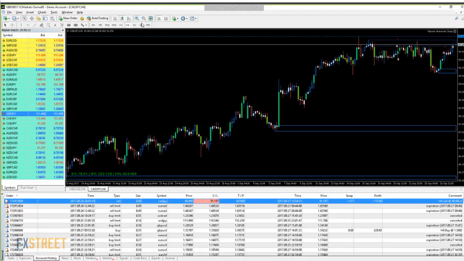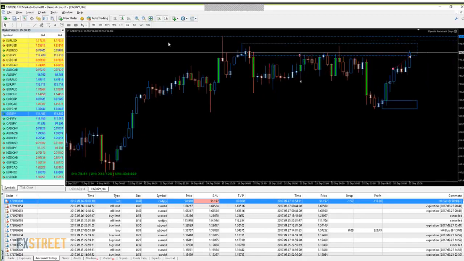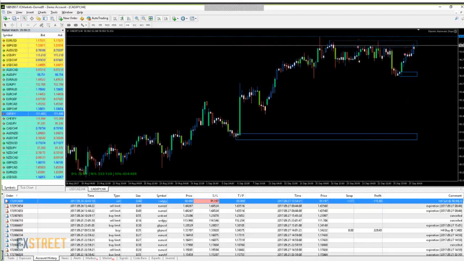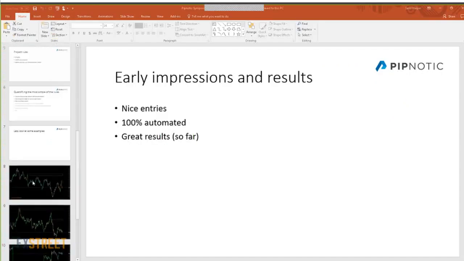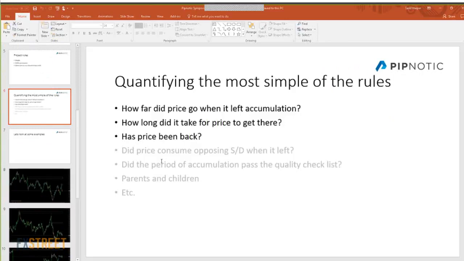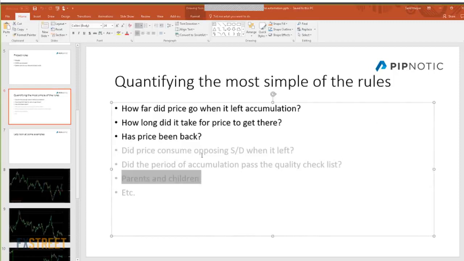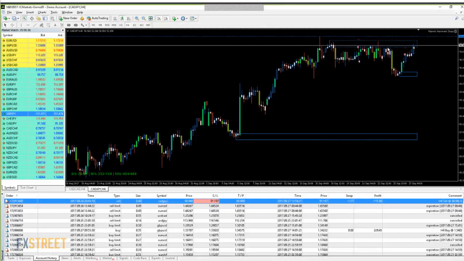And looking in that really clear window of after the fact, you can ask yourself the question: if you return to these rules, the ones that are grayed out, which are really important when you employ the entire trading model, parent-child, has price been back there, quality checklist of accumulation. This is an epic fail. No. Do not sell. Do not trade.